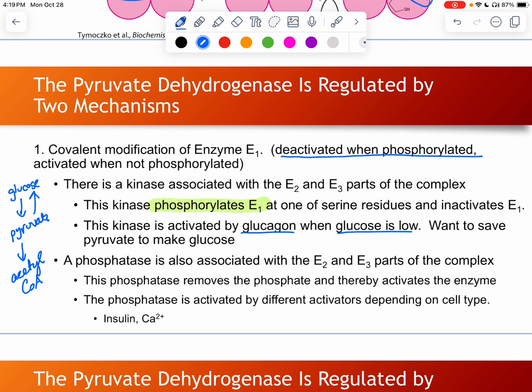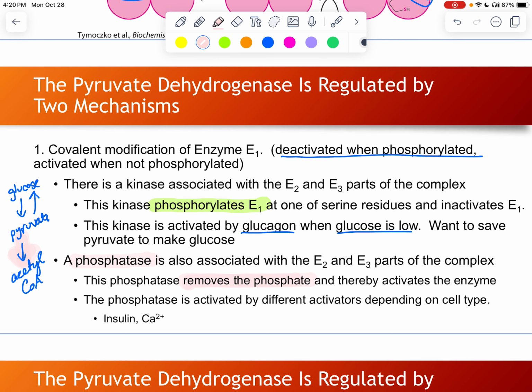So when blood glucose is low, we would not want to use up our pyruvate this way. We also have a phosphatase associated with this, and it will remove that phosphate to reactivate this step. This can be activated by different things depending on the cell type. So for example, insulin. When you're in the fed state, you've got high levels of insulin. We could remove that phosphate because we've probably got plenty of glucose, and we can send our pyruvate down to the acetyl-CoA.